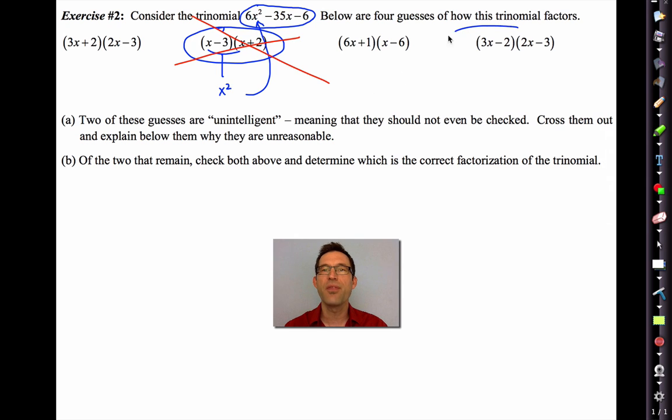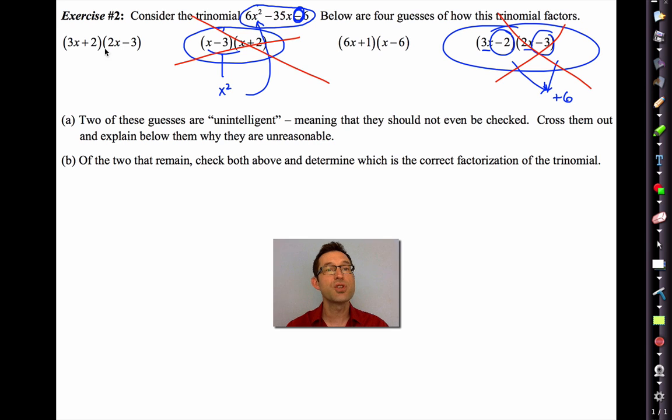I also claim that this one makes no sense. Now, granted, 3x times 2x is 6x squared, but negative 2 times negative 3 would give me a positive 6, but I've got to have a negative 6. So that one's out.